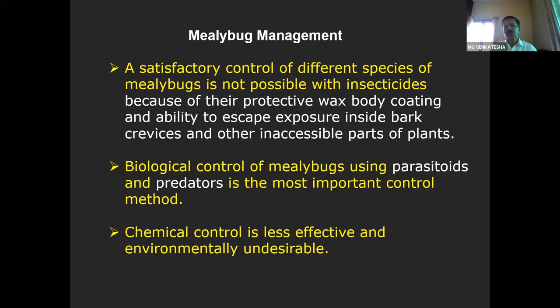When you use toxic chemicals, especially the organochlorine chemicals, the control of the mealybugs is not satisfactory, maybe very little control. At the same time, these toxic insecticides will affect the natural enemies already there in the field, so that they are also killed. That's why we should be very careful when we use a toxic insecticide, especially in the control of mealybugs, because you are not able to control the mealybugs using these toxic insecticides. At the same time, we are going to kill the environment-friendly natural enemies existing in the field. Next slide, please.